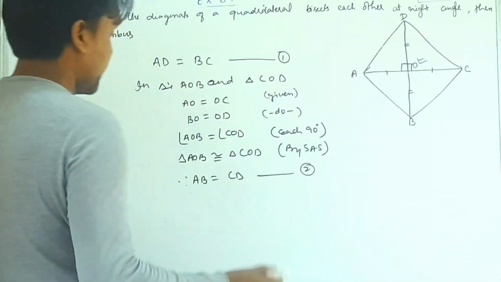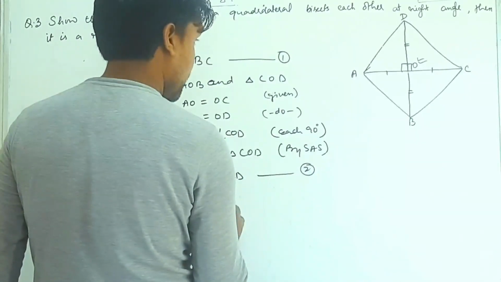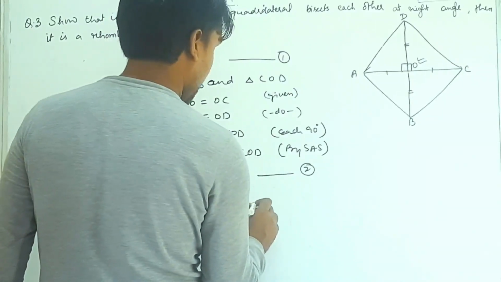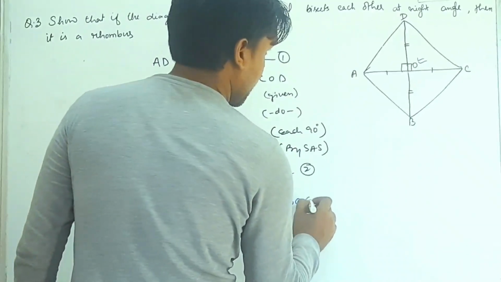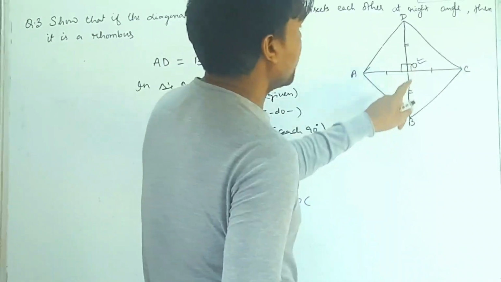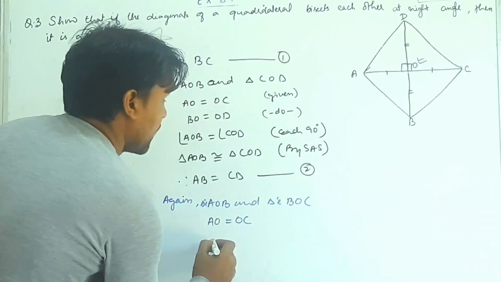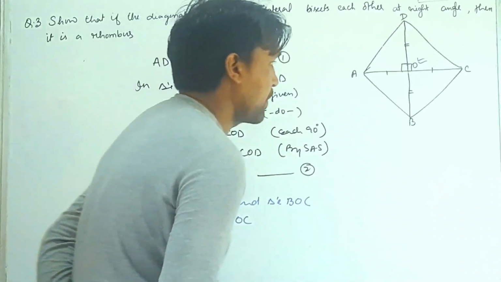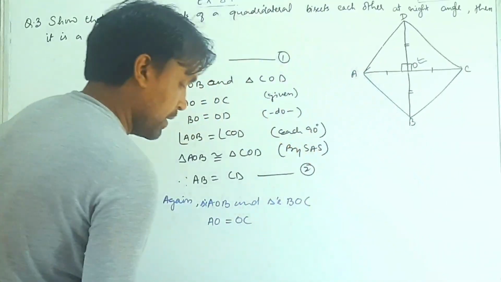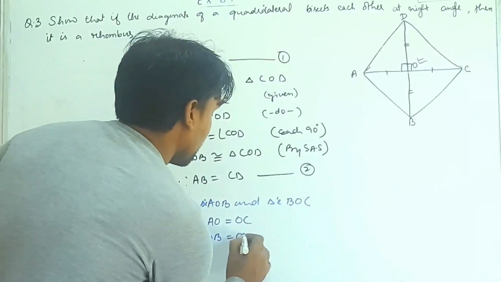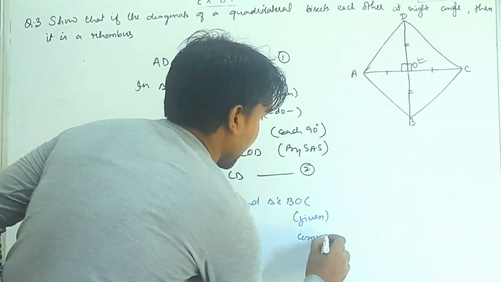Okay, now we will be taking again triangle AOB and triangle BOC. In triangle AOB and triangle BOC, what will happen? Again AO will become equal to OC, and OB will be common. OB equals OB, it's common. This one is given and this one is common side.